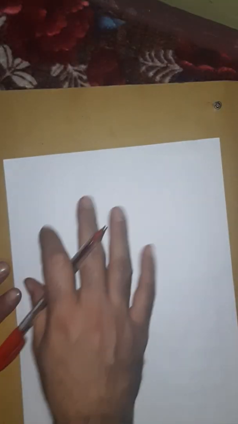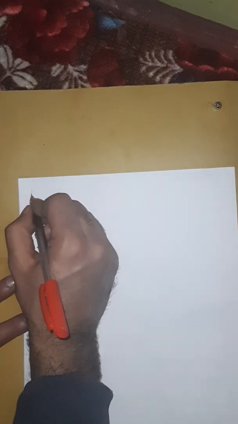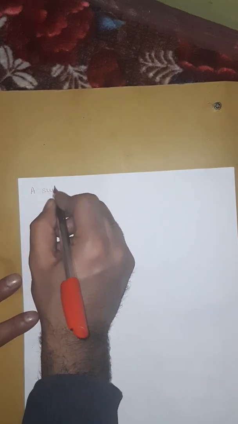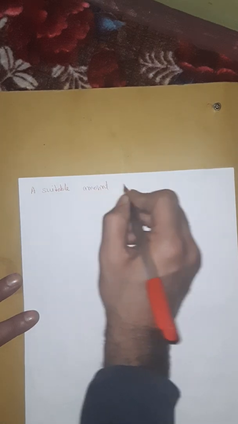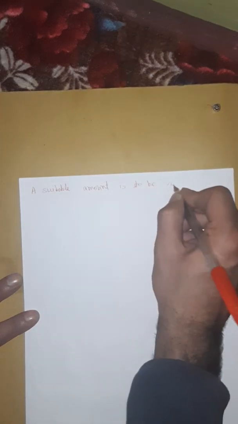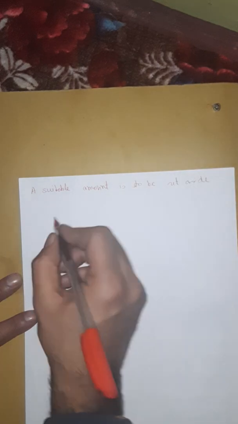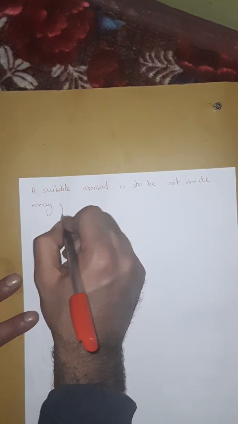A stable amount is to be set aside every year, because you cannot recover the replacement cost of the plant in 1 year. So every year you take some amount and keep it aside, or keep it in a reserve. That's what I'm saying.